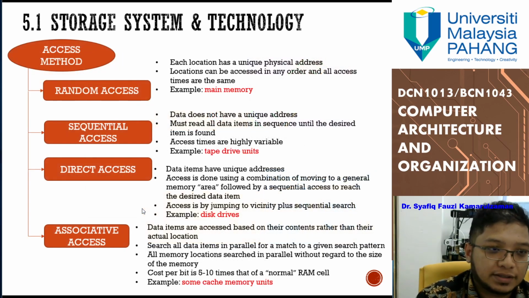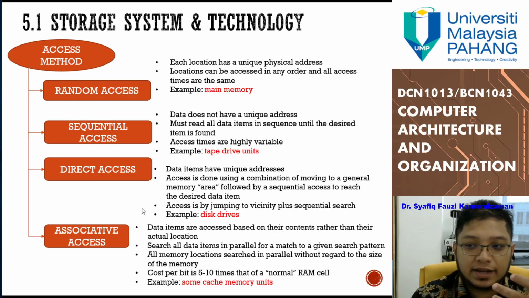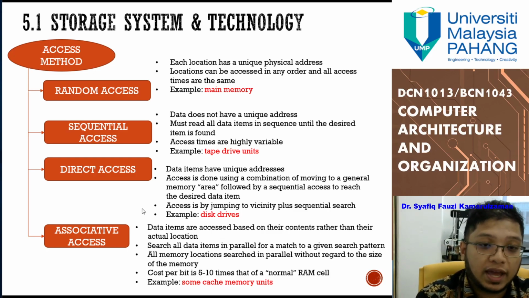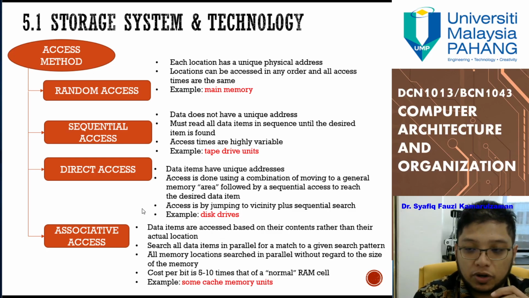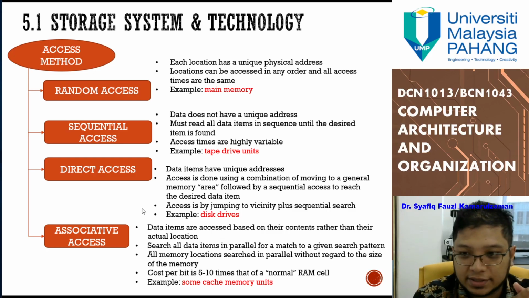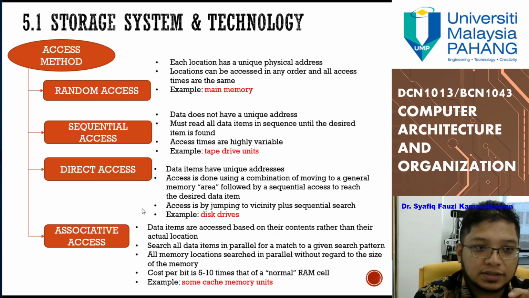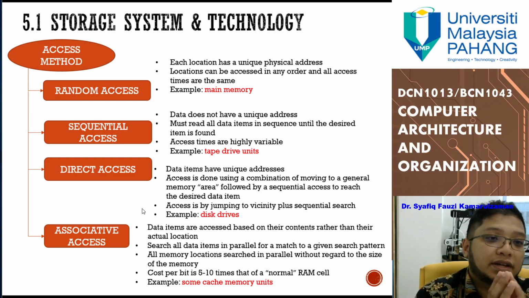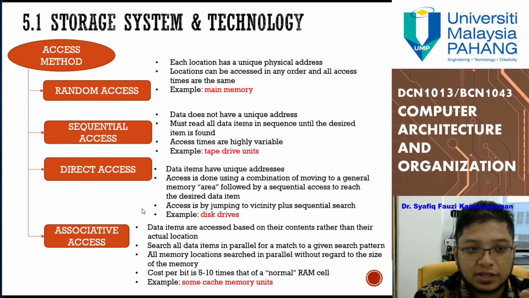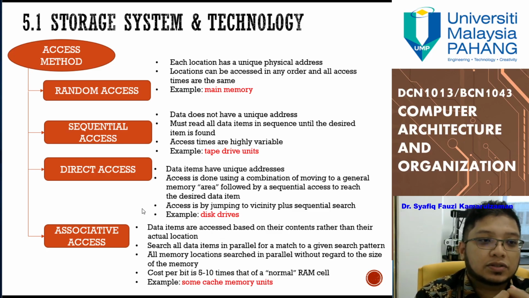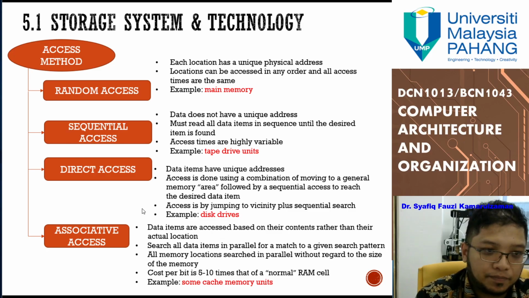And then we have the access method, so how basically the data is being accessed inside your memory. The first one is random access, where every location has a unique physical address. All locations of data inside the memory unit have a unique physical address, and these locations can be accessed in any order, and all access times are the same. So usually when the CPU wants something, it will access it from the memory automatically.